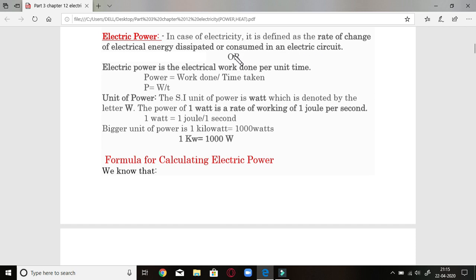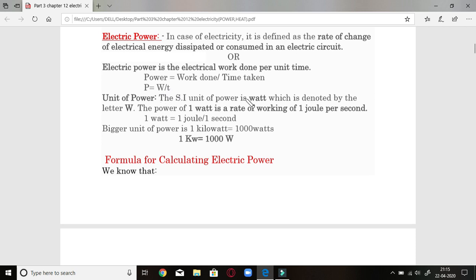A short form of it is, electric power is the electrical work done per unit time. So when we divide electrical work by time, we call it electric power. Therefore, power is equal to work done upon time taken, or P is equal to W upon T.